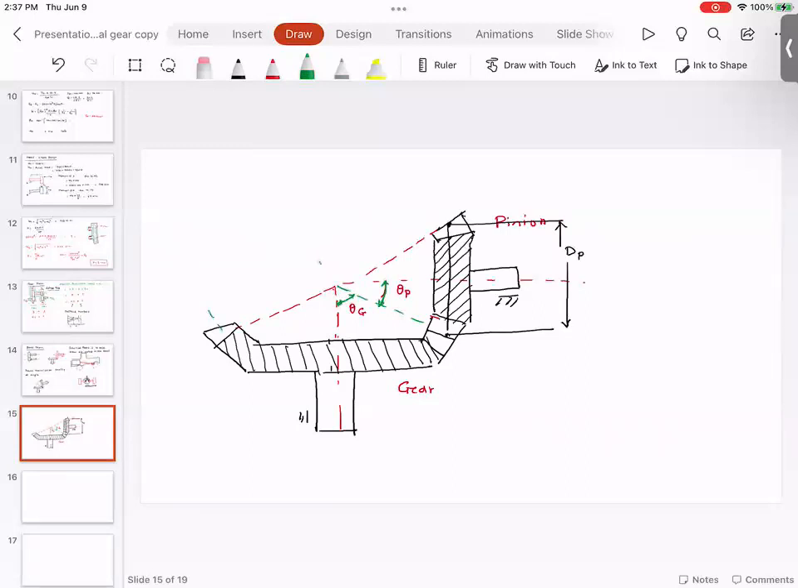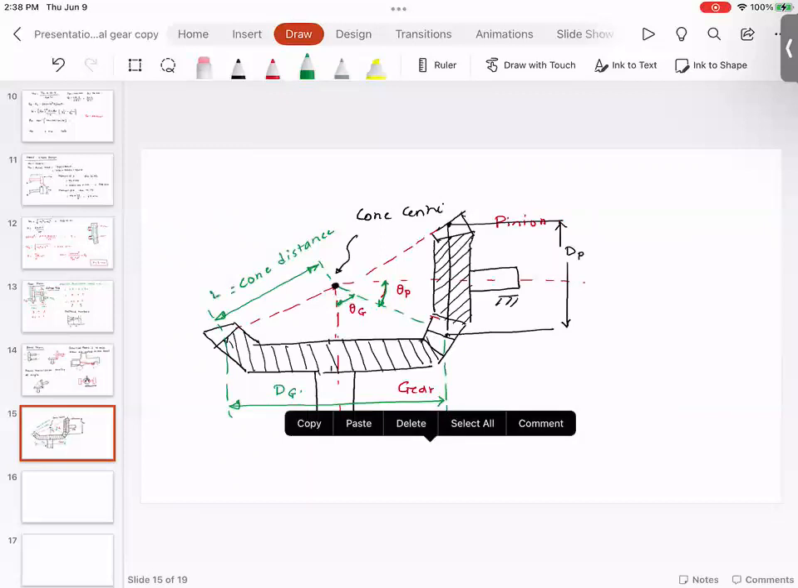This distance is called the cone distance. And this is called the cone center. This is called the radius of the gear. So this is the diameter of the gear. So the important equations are, and this is called the cone distance, which is L. Rg, which is equal to the diameter of the gear divided by 2.